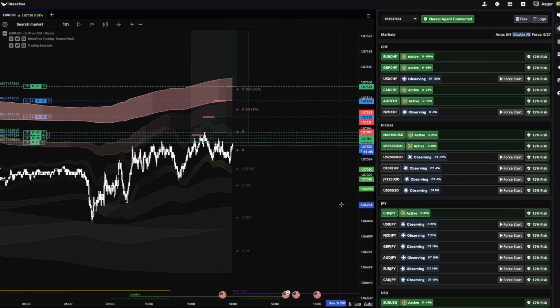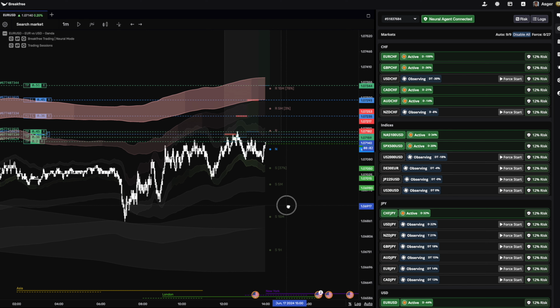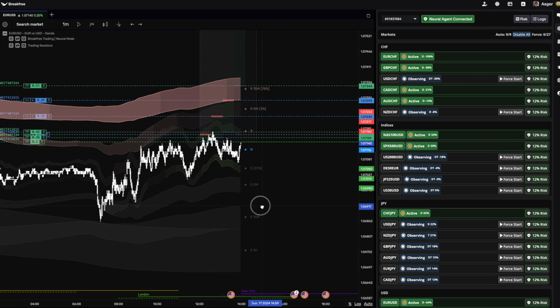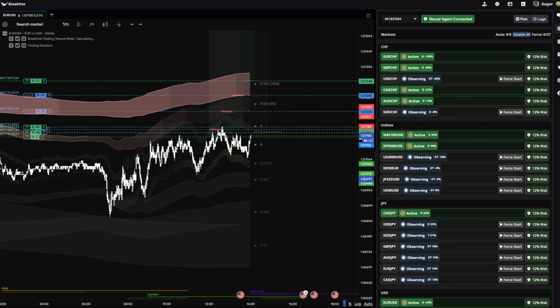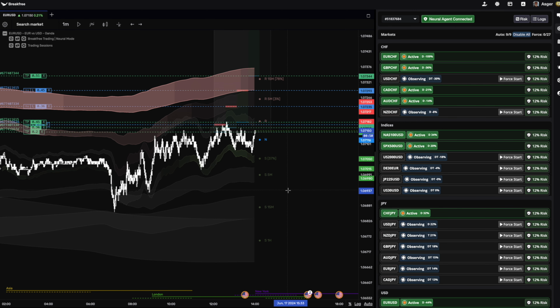Now, just about 1 year ago, we released the Neural Mode, and it was a pretty big step because it was the first time we released an update to the X mode algorithm in many years, and it was a pretty big success. But everyone had to trade manually. They had to do everything by themselves manually.